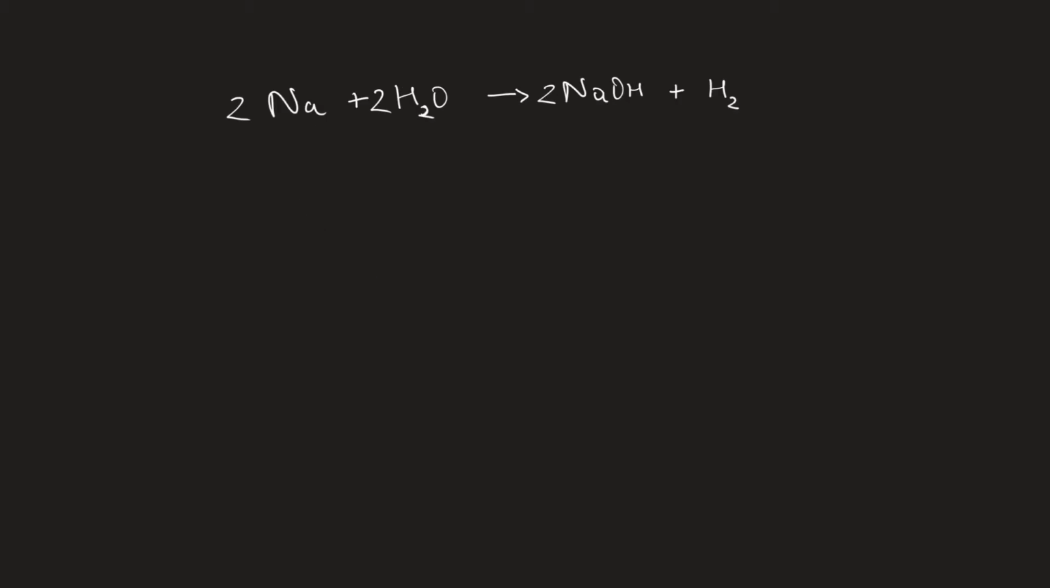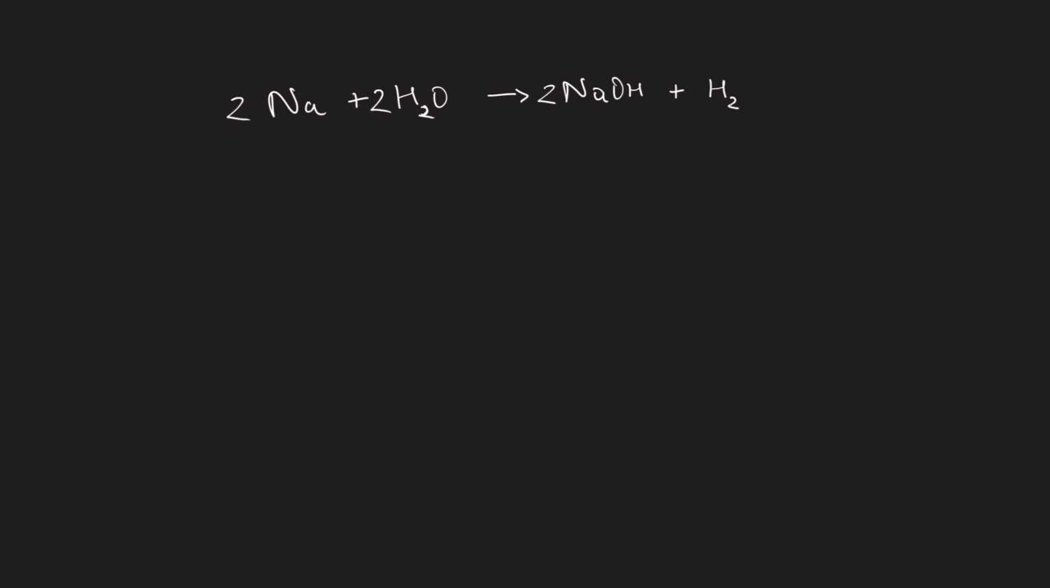Let's start another equation. This time around, I've already balanced the equation for you. So the mole ratio of sodium to sodium hydroxide is 2 to 2, or simplified as 1 to 1. The mole ratio of sodium and hydrogen is 2 to 1. The mole ratio of water to sodium hydroxide is 1 to 1. The mole ratio of water to hydrogen gas is 2 to 1.